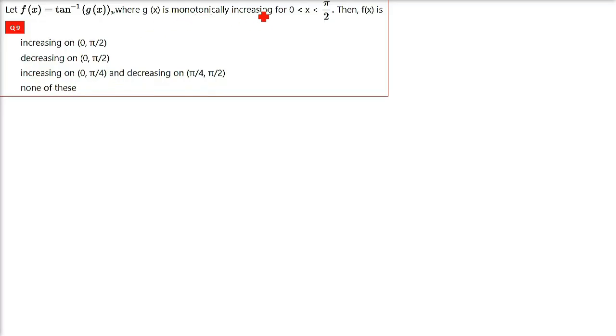f(x) is tan inverse g(x), where g(x) is monotonically increasing in 0 to pi by 2. Then f(x) monotonically increasing means in a similar pace it is increasing. The average speed remains the same. That is what is monotonically increasing. Exponentially means it is increasing very fast. We have g(x), this g(x) is basically increasing from 0 to pi by 2.